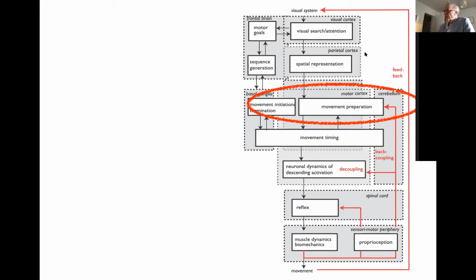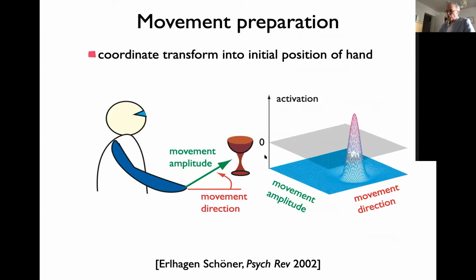So if you do have a spatial representation of objects and have maybe selected objects to direct your reaching to, then you need to prepare your movement. That happens in premotor cortex and motor cortex roughly, with some contributions by the basal ganglia and the cerebellum in the same spirit. And this is something that we already talked about.